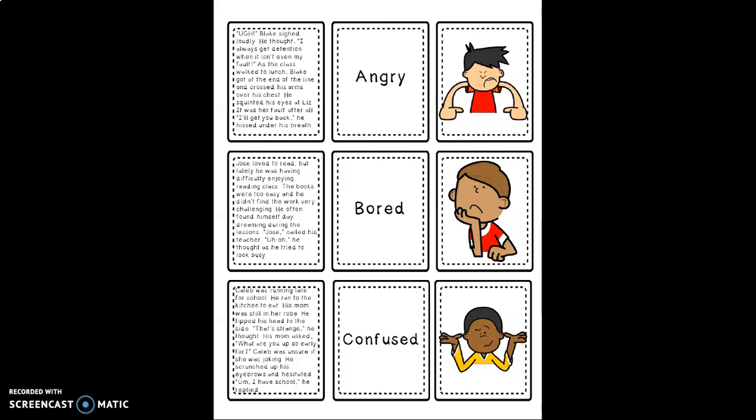I could infer here from a few of these details that Jose is bored. Can you give me at least one detail that would show me that Jose is bored based on the information in the text here?